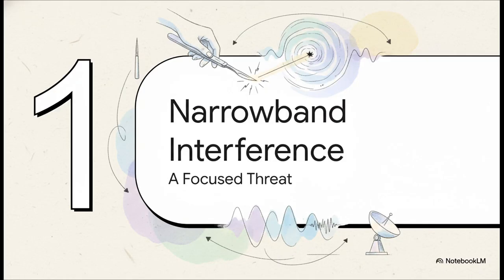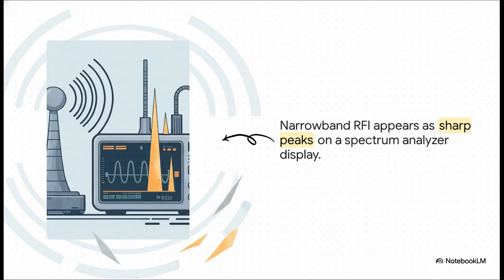We're going to look at the very focused, almost rifle shot nature of narrowband interference. And this is a perfect picture of what we're talking about. If you were looking at the radio waves on a piece of professional gear called a spectrum analyzer, a narrowband signal would look exactly like this, a single sharp spike. It's a very targeted burst of energy on one tiny slice of the airwaves.